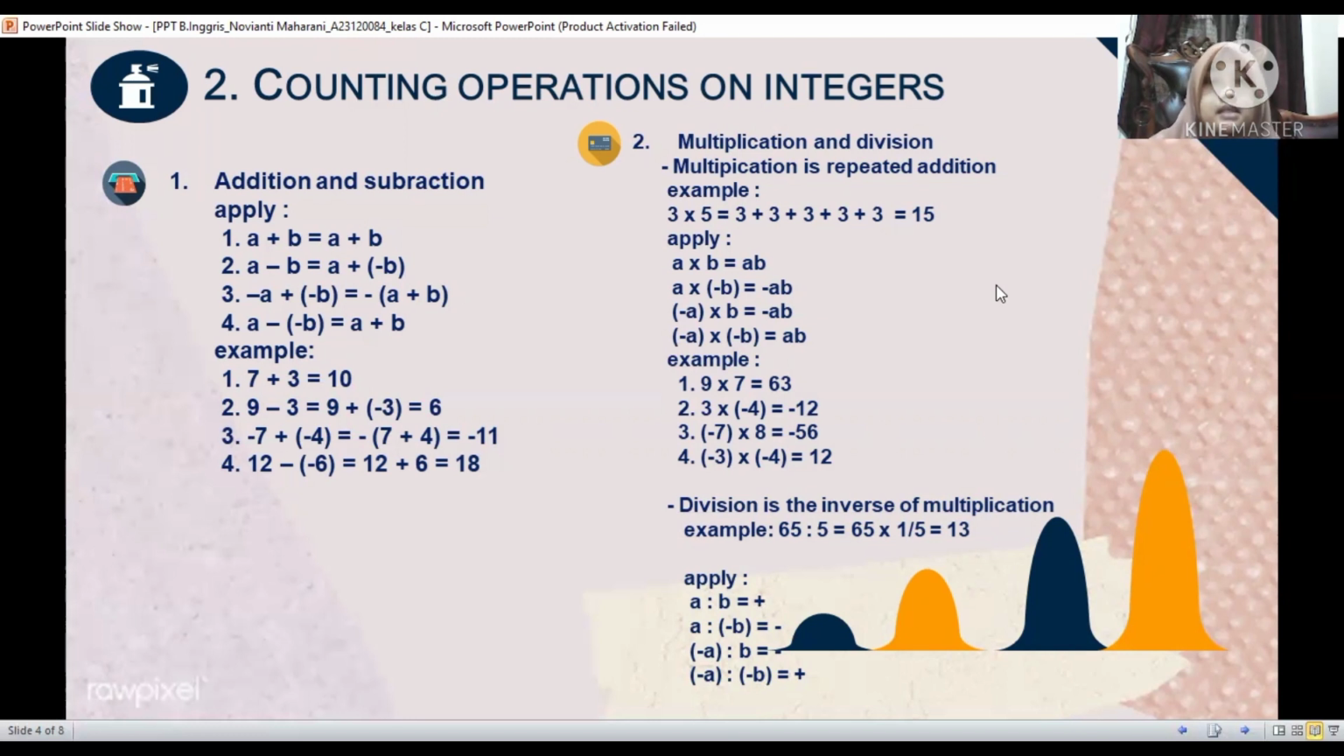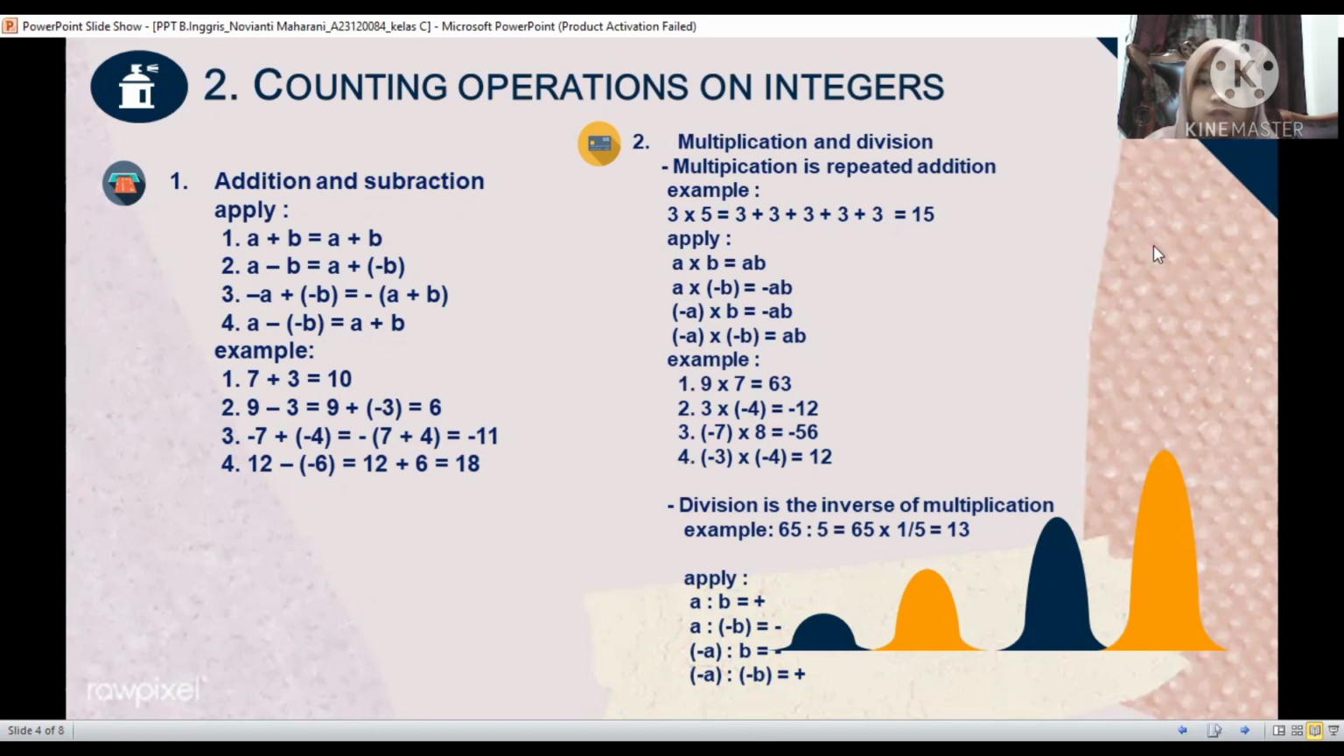Example: 1. 9 times 7 equals 63. 2. 3 times negative 4 equals negative 12. 3. Negative 7 times 8 equals negative 56. 4. Negative 3 times negative 4 equals 12.